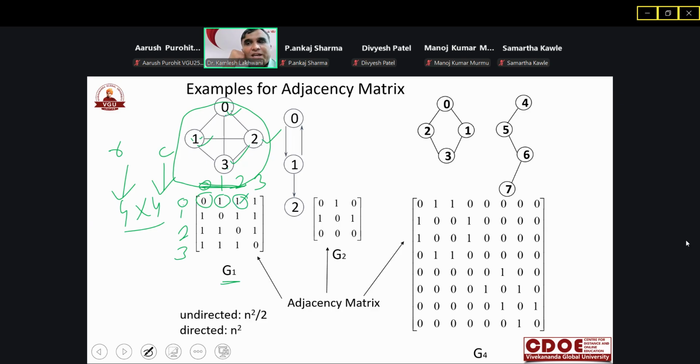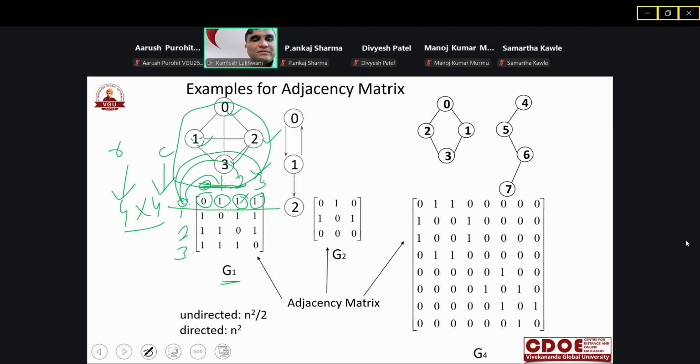Is there any direct edge between 0 to 3? Yes. So we are writing 1. So if there is a direct edge between any node to another node, we can write 1 over here. So we are taking 0 to 0 as 0, 0 to 1 as 1, 0 to 2 as 1, 0 to 3 as 1. Because there is an edge between 0 to 1, therefore we are mentioning 1. There is an edge between 0 to 2, therefore we are writing 1. There is an edge, therefore we are writing 1 in that case.